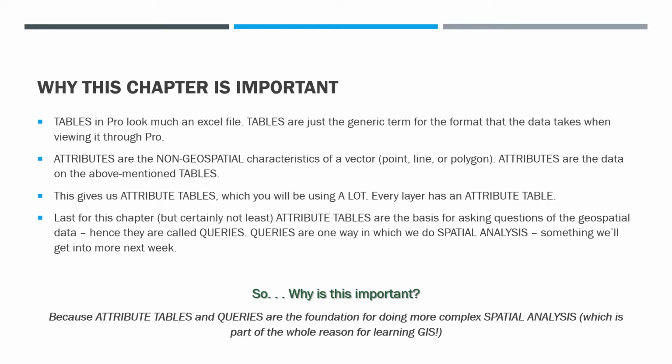So last for this chapter, but certainly not least, attribute tables are the basis for asking questions of the geospatial data. Hence, they are called queries. Queries are one way in which we use spatial analysis, something we'll get into a little more next week. So why is this all important? Because attribute tables and queries are the foundation for doing more complex spatial analysis, which is the whole reason for learning GIS.